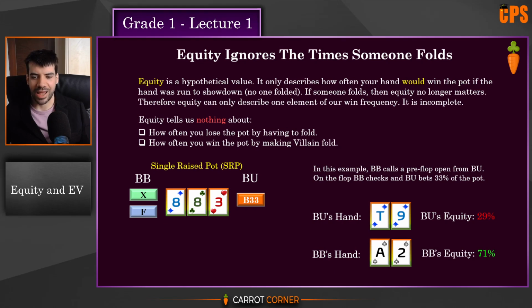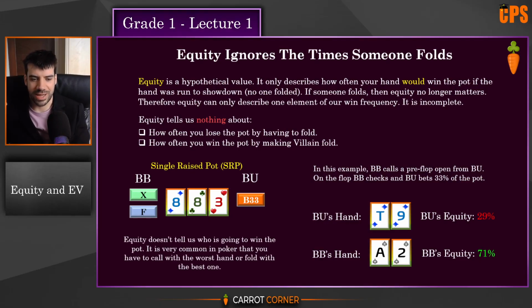So big blind's hand, equity-wise, was entitled to beat button's hand 71% of the time, but that doesn't actually matter here, because big blind doesn't live in a world where he has x-ray vision and can see button's cards, hopefully. So equity doesn't tell us who's going to win the pot. It's very common in poker that you have to call with the worst hand or fold with the best one, because you don't know what your opponent has.